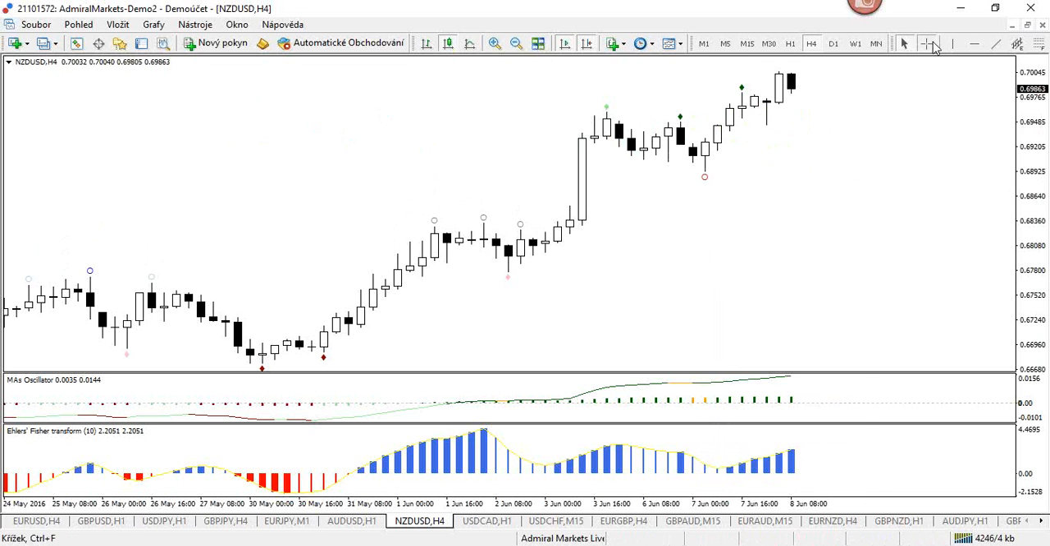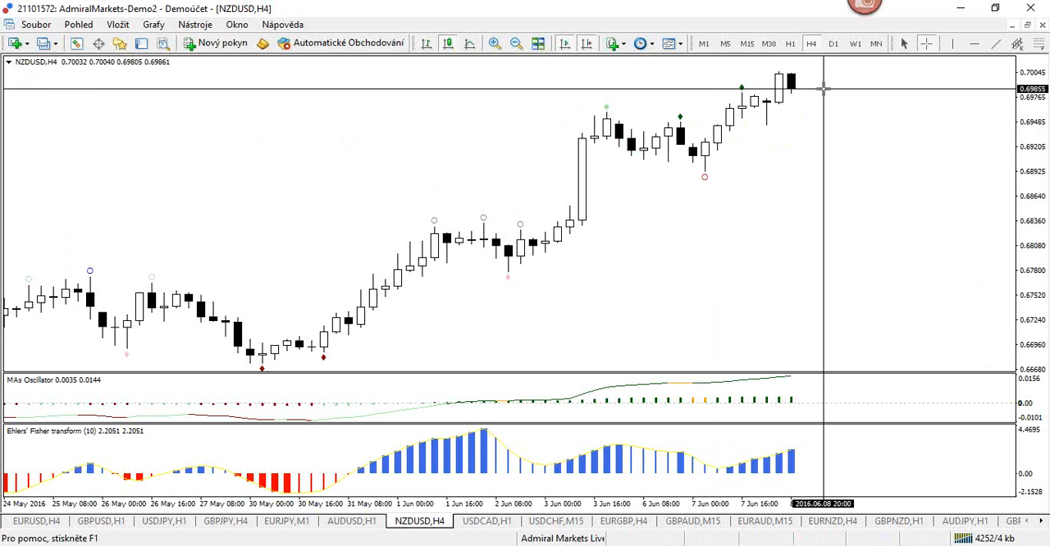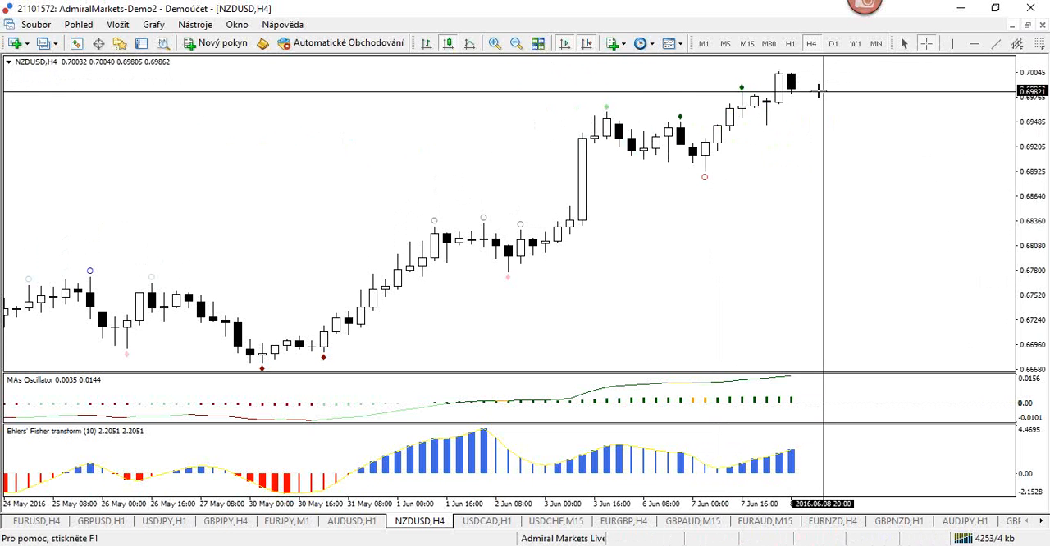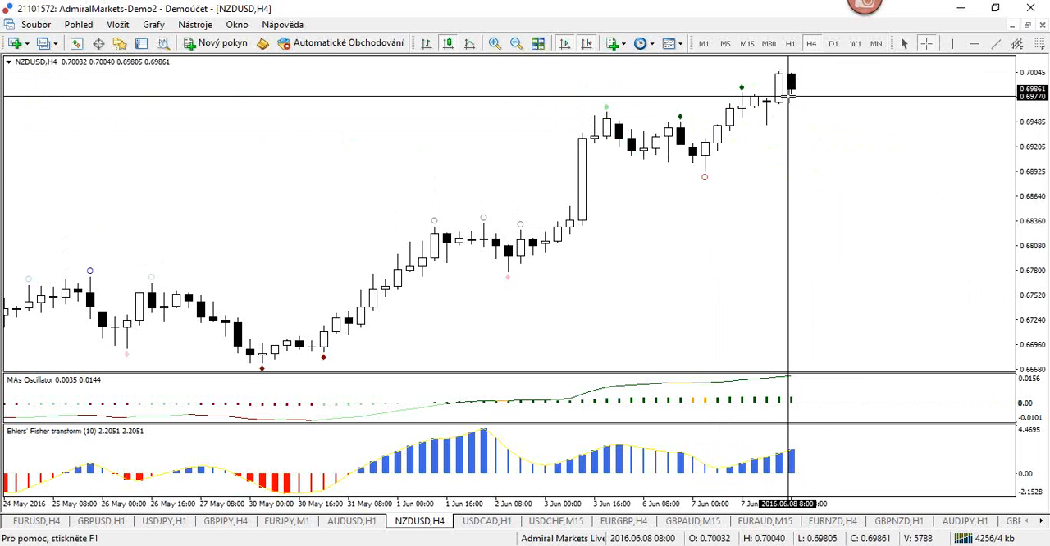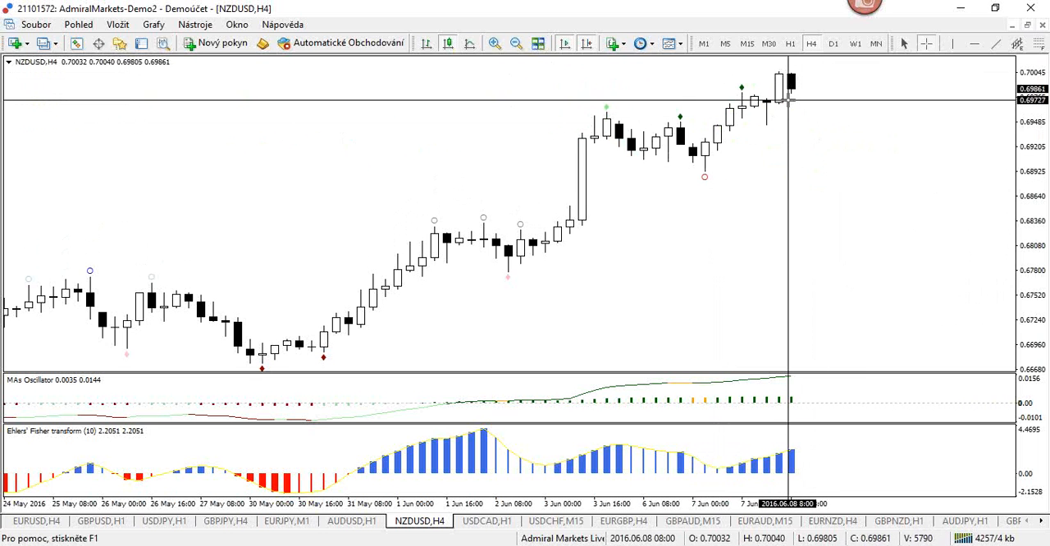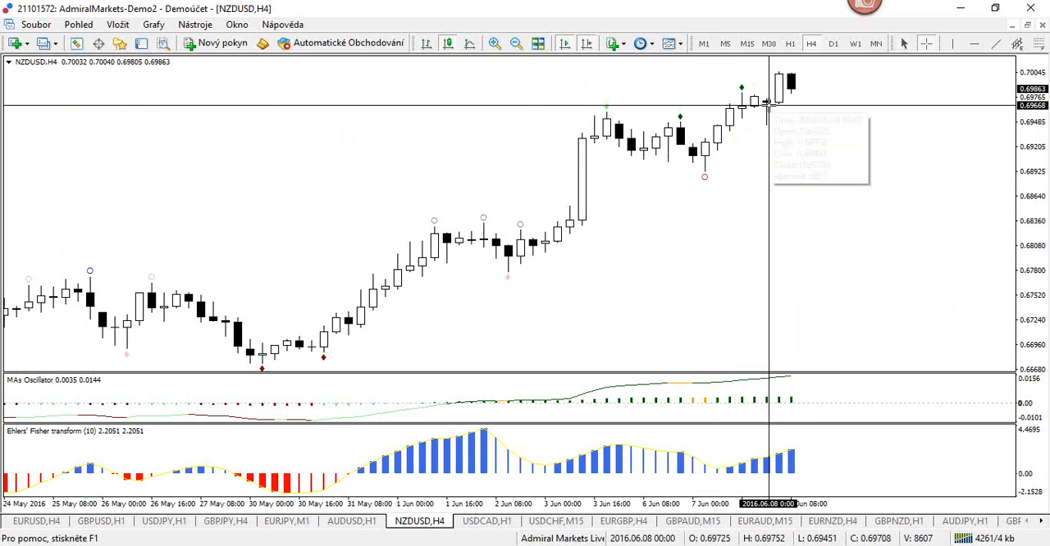The target was at 69.92 because of the psychological round level of 0.70, and that was a level to reckon with. And at the moment, you see price is respecting that a bit. Of course, it doesn't have to mean that the uptrend is over, but we are seeing a bit of a pause at that psychological round resistance level.